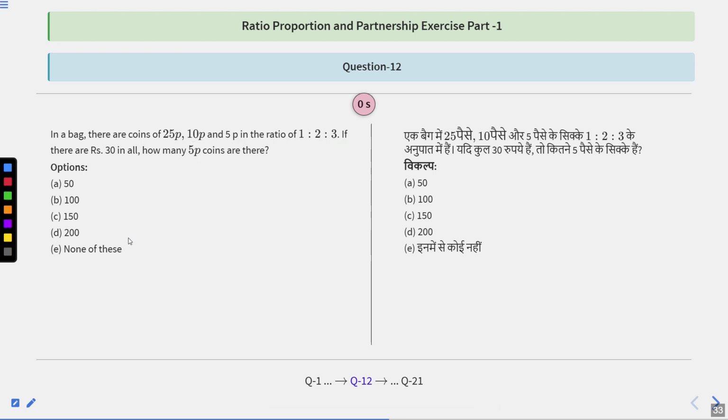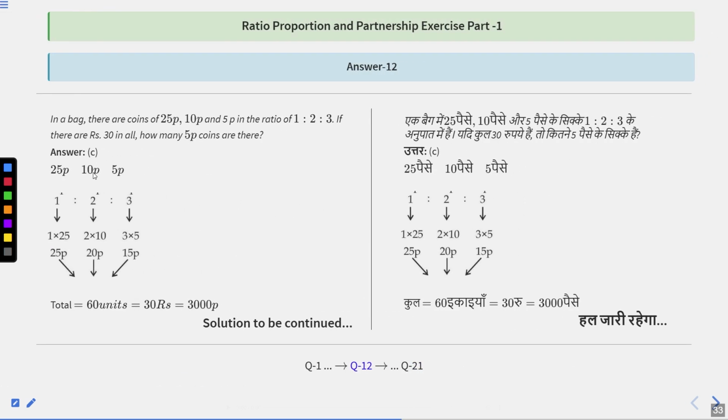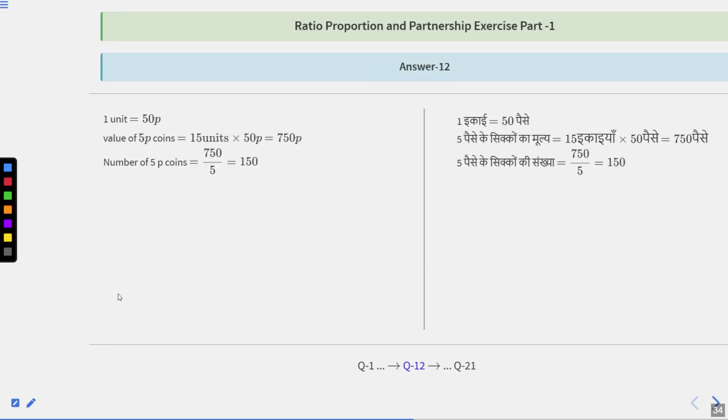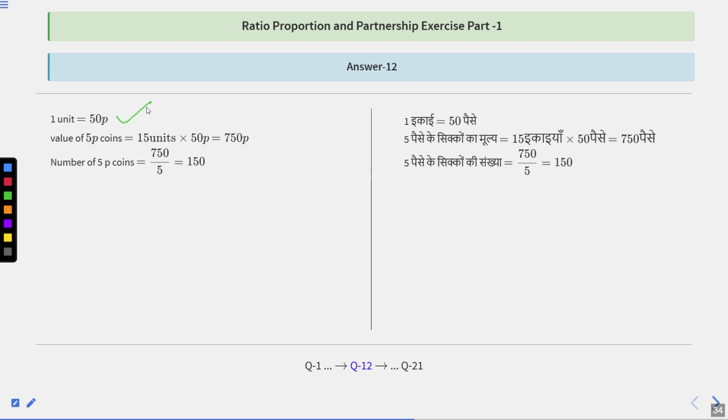Time's up. Let's see the solution. Now we know that 25 paisa coins, 10 paisa coins and 5 paisa coins are in the ratio 1:2:3. Clear? We can multiply to get the value. So the value of 25 paisa coins is 25 paisa. The value of 10 paisa coins will be 20 paisa and the value of 5 paisa coins in total is 15 paisa. So when we sum up, we get 60 units, which is equal to 30 rupees, or we can say 3000 paisa. So what will be the value of 1 unit? Solution to be continued. 1 unit value will become 50 paisa.